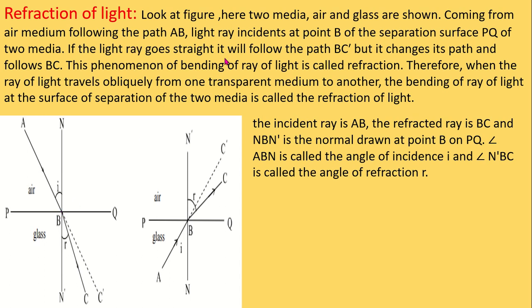If the light ray goes straight, it will follow the path BC prime, but it changes its path and follows BC. So this phenomenon of bending of the ray of light is called refraction. Therefore, when the ray of light travels obliquely from one transparent medium to another transparent medium, the bending of the ray of light at the surface of separation of the two media is called refraction of light.